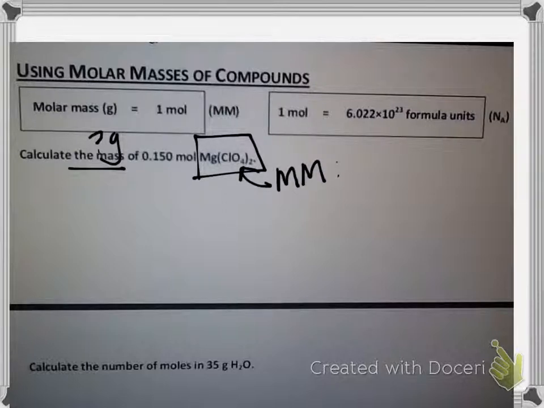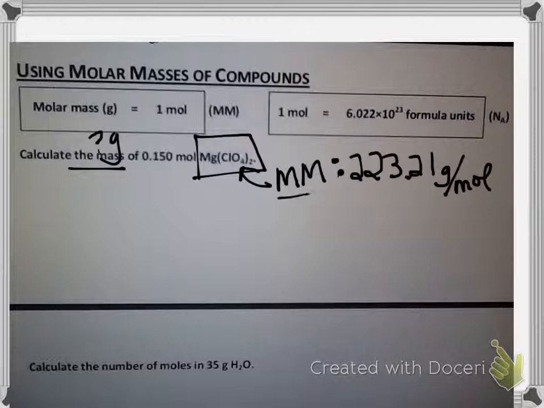But the molar mass of magnesium perchlorate is 223.21 grams per mole. Anytime you ever see the unit grams per mole beside a number, you know that you're given the molar mass. It's the mass per mole, or the molar mass of that compound. That's a conversion factor that you're going to use to help solve this problem.